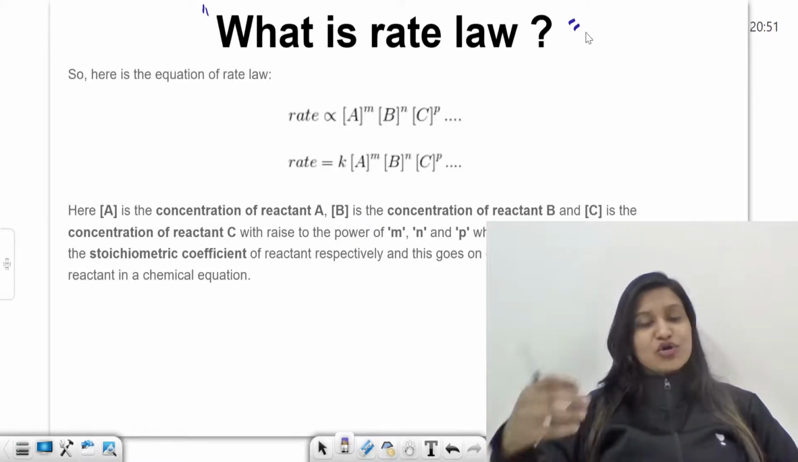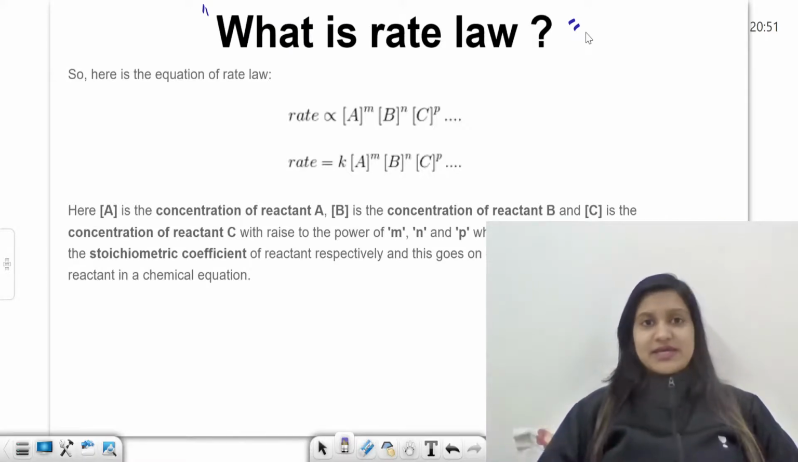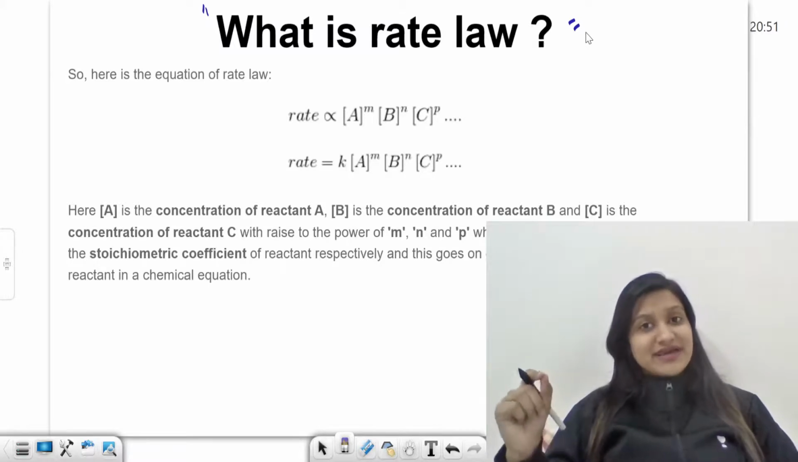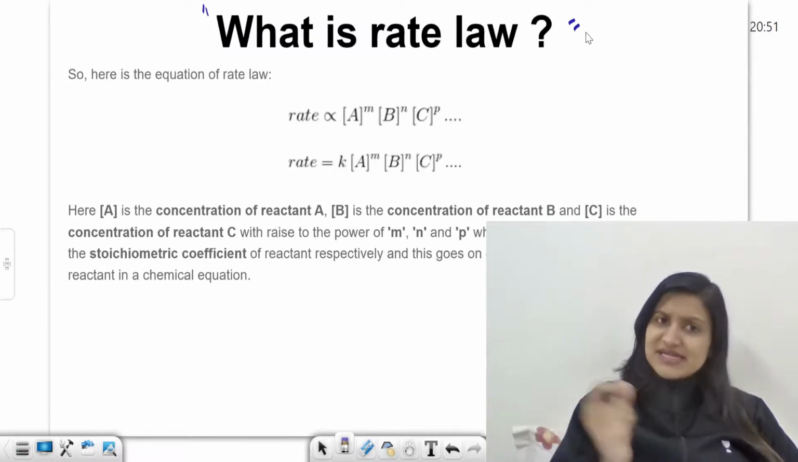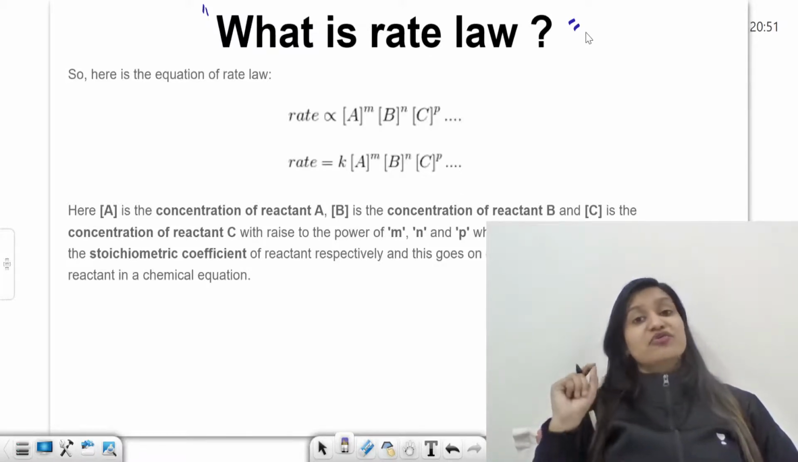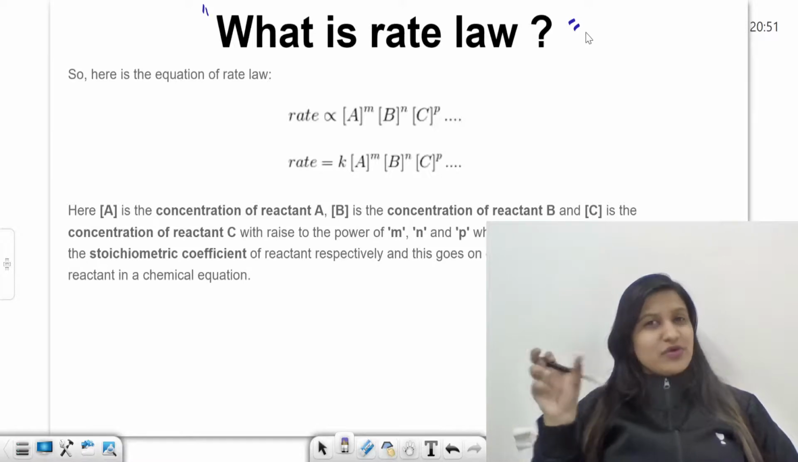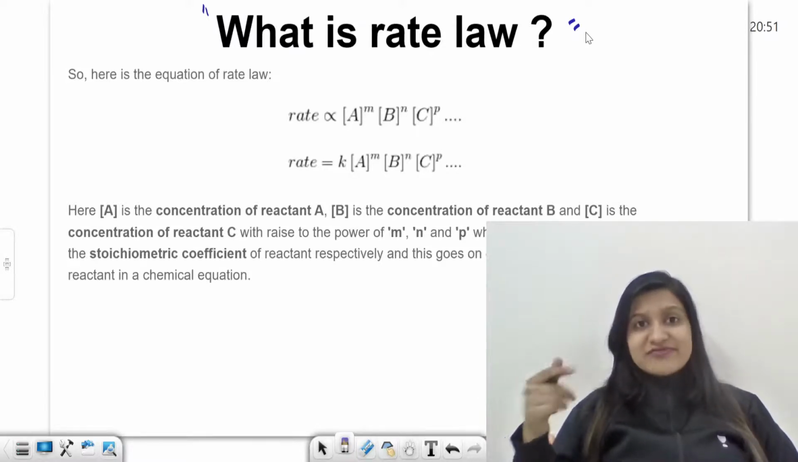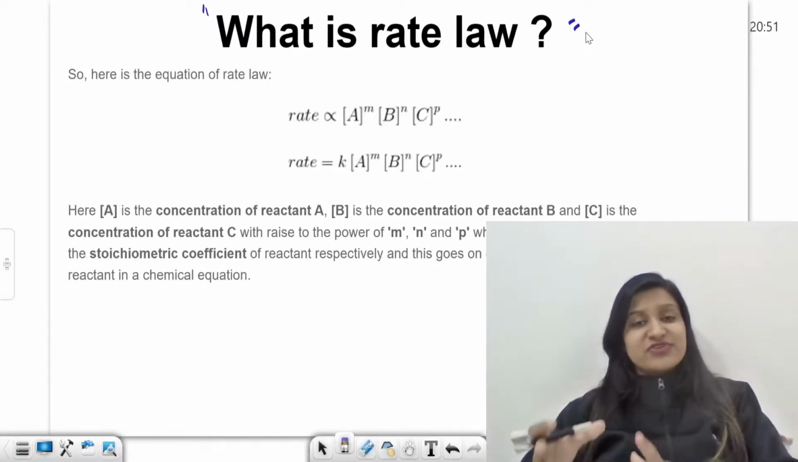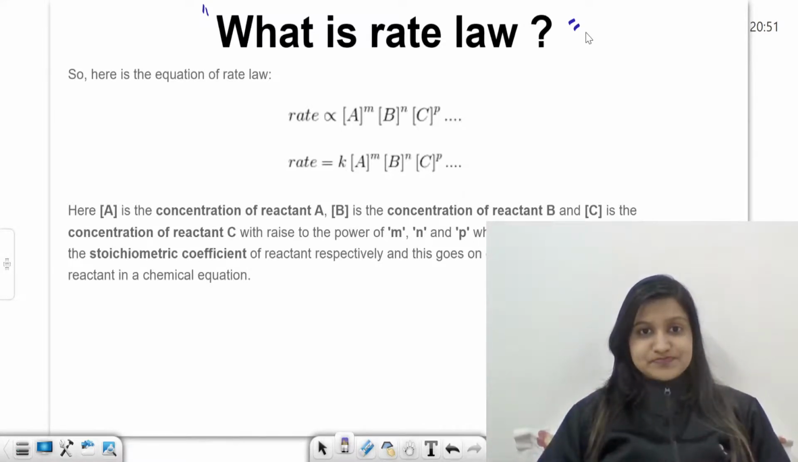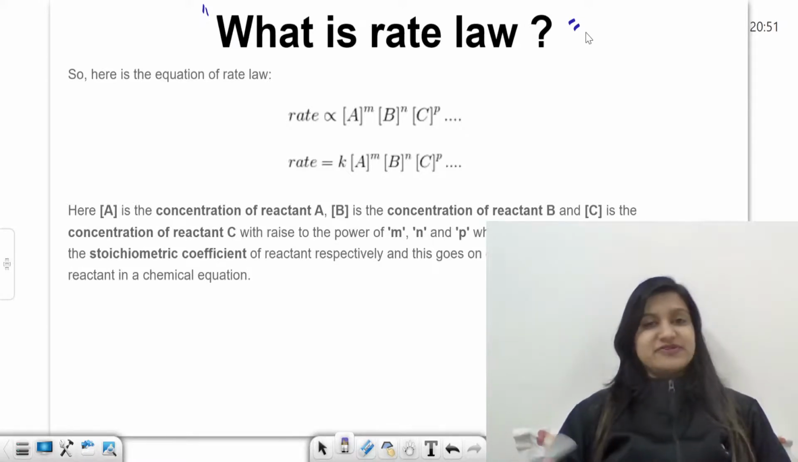Now, the rate law also says the same thing, that your rate of reaction is directly proportional to the multiplication of the molar concentration of the reactants raised to the power equal to... now, here is something different. Raised to the power equal to the coefficients on which the rate of reaction actually depends. So this may be something different.